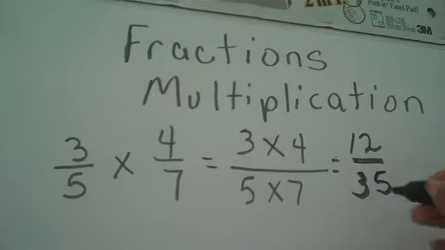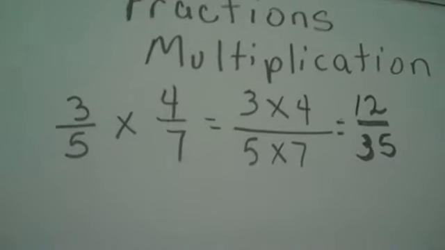is 35. We always ask ourselves, can we reduce our answer? That means, is there a number that will divide into both the numerator and the denominator an even number of times other than 1? And in this case, there is none, so the answer is 12/35.